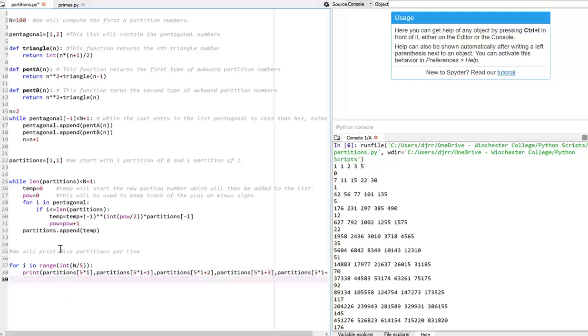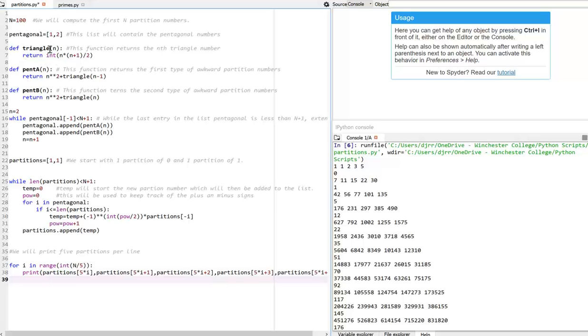Correct my program. So if you've never seen a Python program before, hopefully it won't matter very much. Line 2, n is 200. We're going to go for the first 100 partition numbers. We're going to start with a list in square brackets of the pentagonal numbers, these numbers with the awkward partitions. They started with 1 and 2, and then we're going to add new ones.